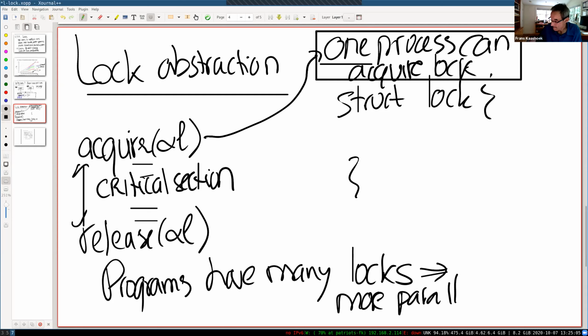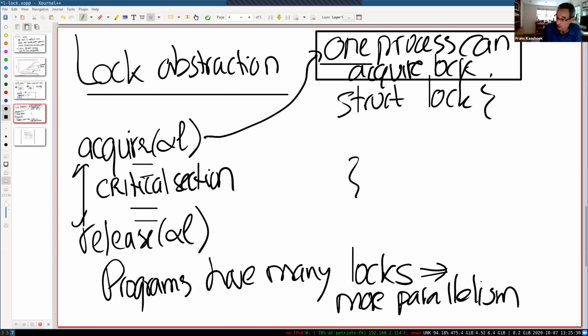Because if two system calls, for example, use two different locks, then they can run completely in parallel without any serialization, because they're using different locks to serialize.